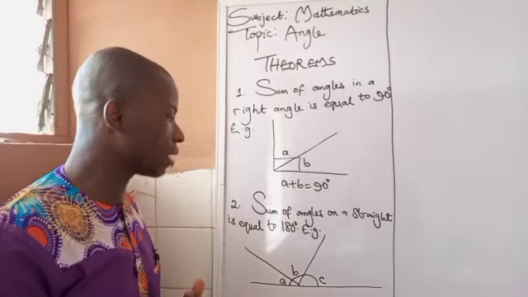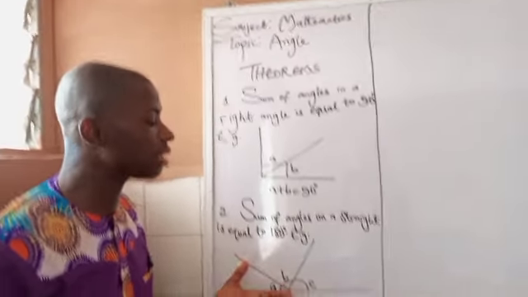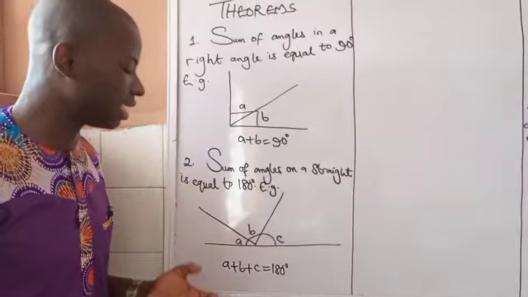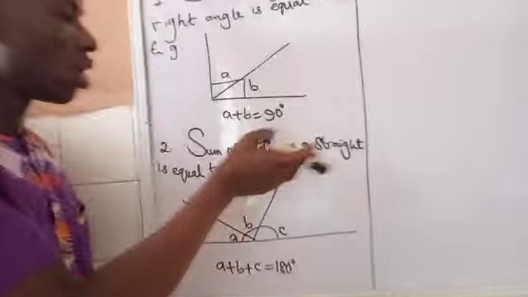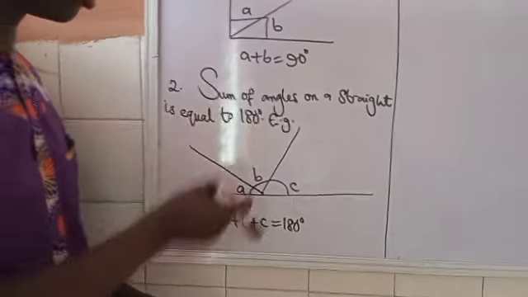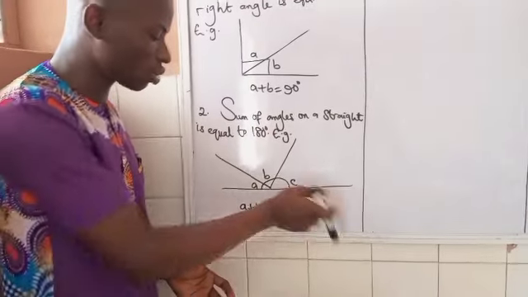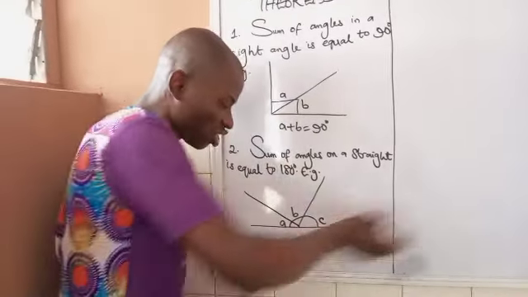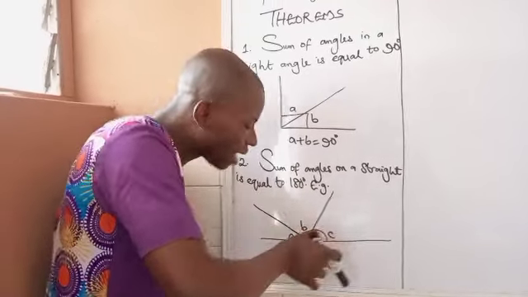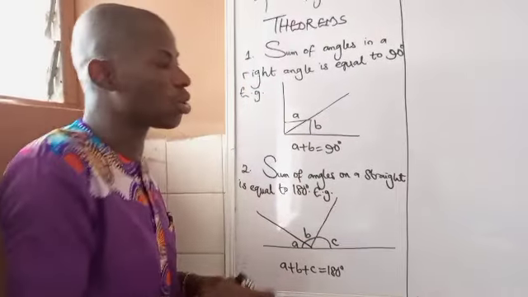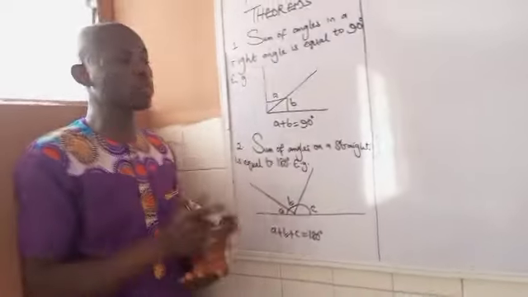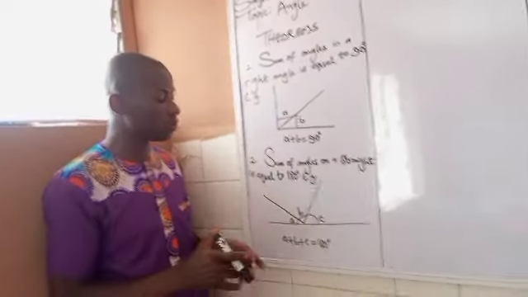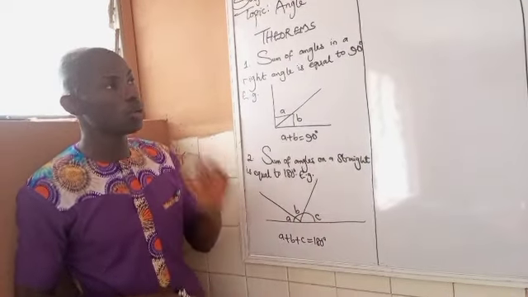And the second one I'm going to make conspicuous to you is sum of angles on a straight line is equal to 180 degrees. I repeat, sum of angles on a straight line is equal to 180 degrees. For example, A plus B plus C is equal to 180 degrees. So you can see that this is a straight line. So all the angles that are on this straight line must equal 180 degrees. It must not be less than 180 and it must not be greater than 180. Sum of angles on a straight line is equal to 180 degrees.